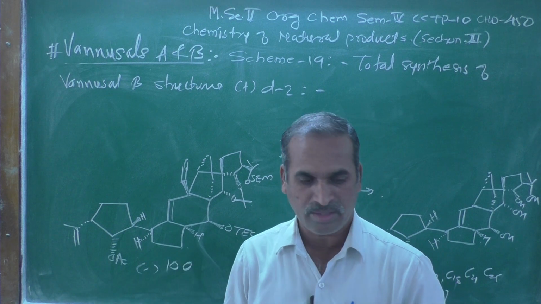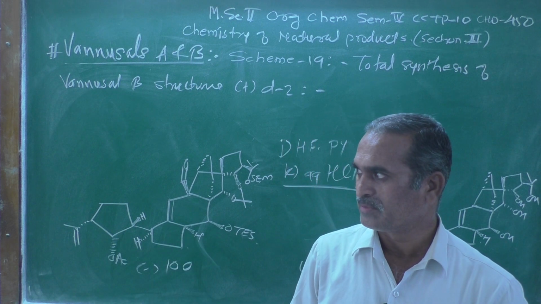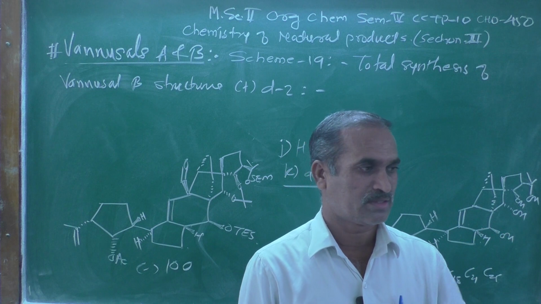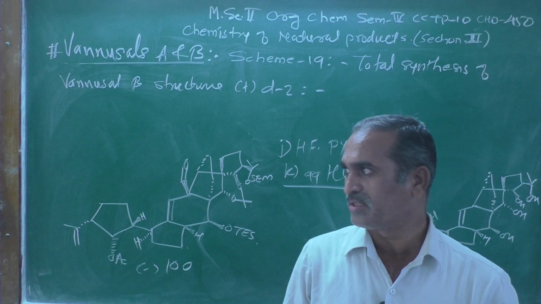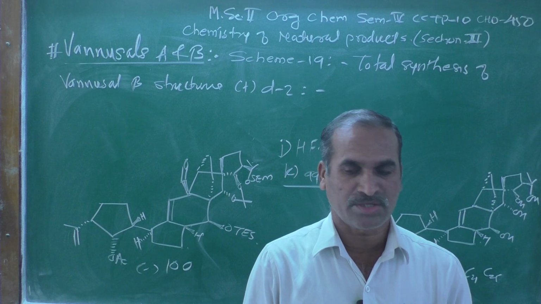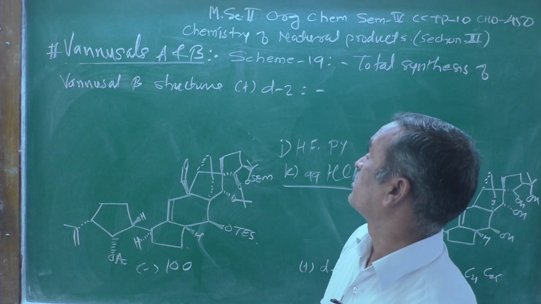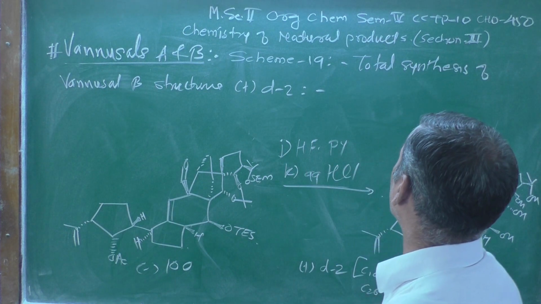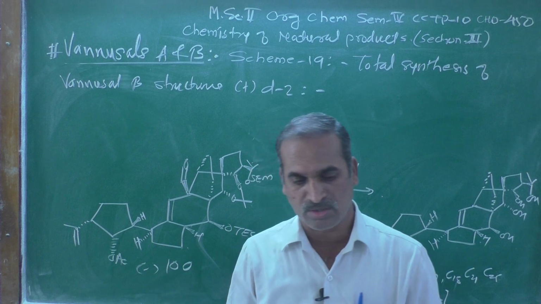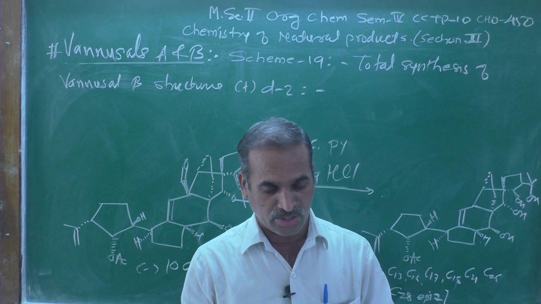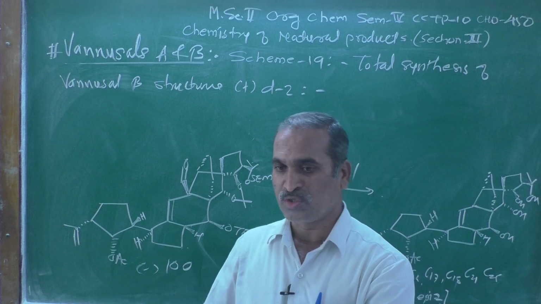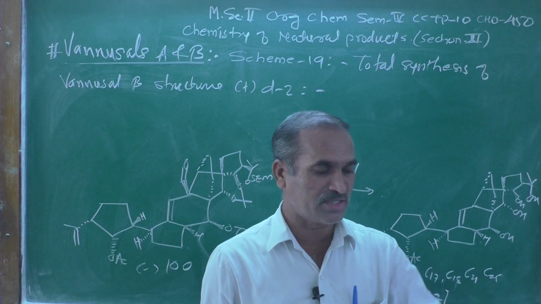in my way. So, in future, after completion of the next molecule we are going to discuss, that is phenolic acid, which is also included in this section, because we are discussing the MSc second organic chemistry semester 4, CCTP 10, previously known as CHO 440, chemistry of natural products. So, the last molecule remaining in this, here we have completed Vannusal A and B originally assigned structures.